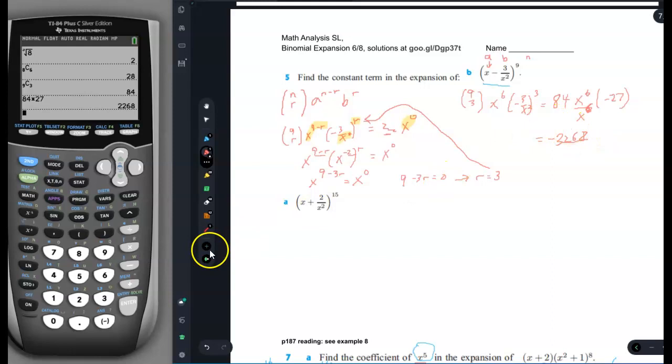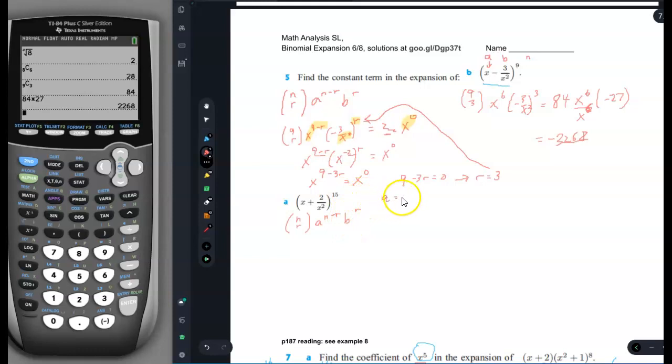All right, let's do the next one. X plus 2 over X squared, to the 15th. We are going to once again use the algebra method. Again, if you don't like this algebra method, no problem. Go watch the other video.